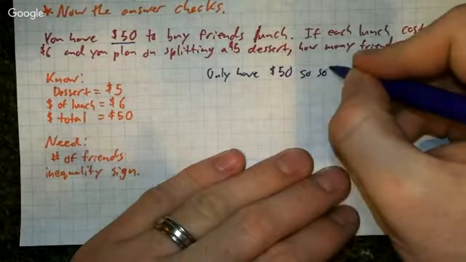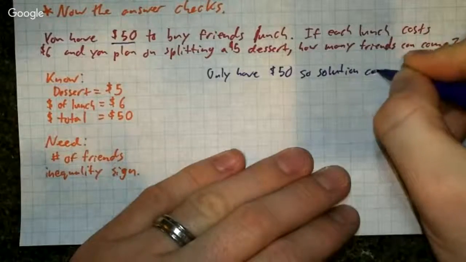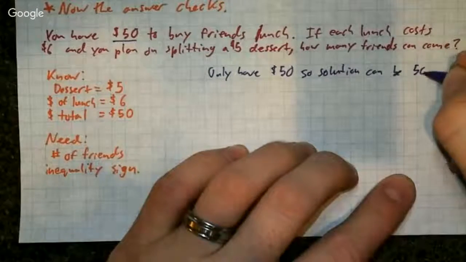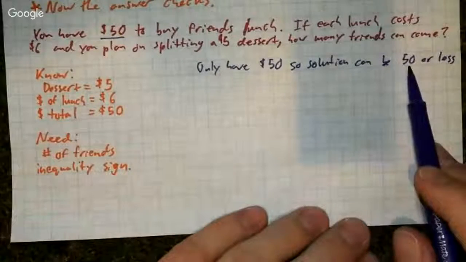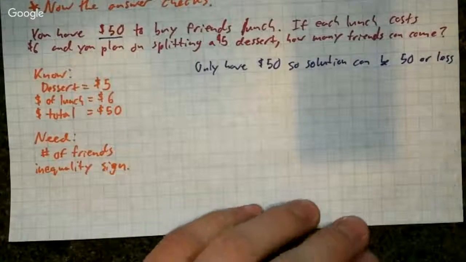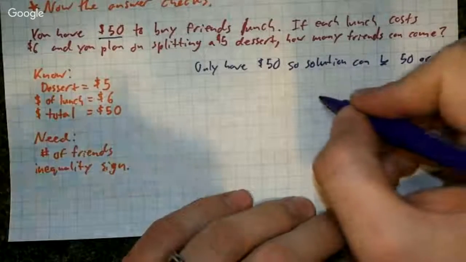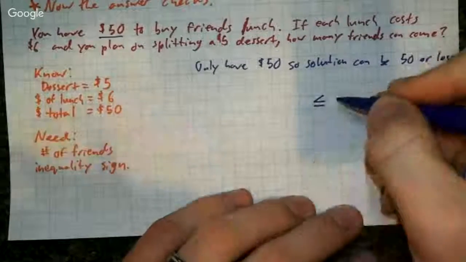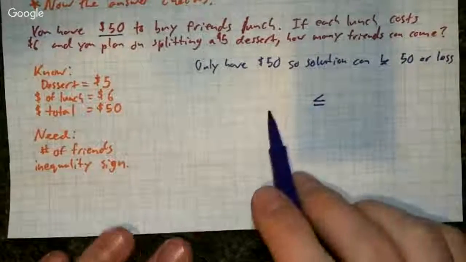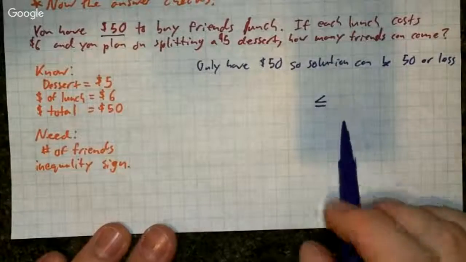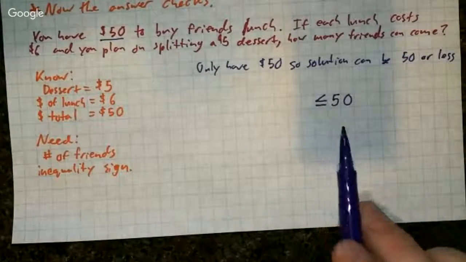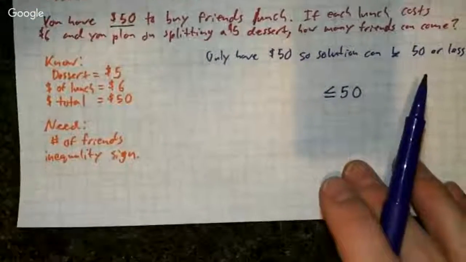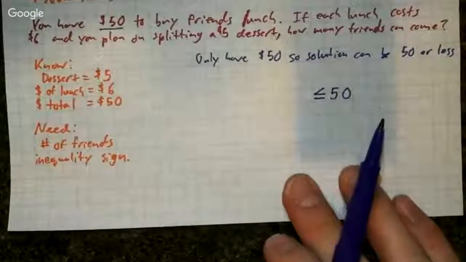So the solution can be 50 or less. That means it can be equal to 50 or less than 50. So we already have our sign. So we're going to input our equation with this sign, less than or equal to. What we're doing must be less than or equal to what? Well, we only have $50. Everything we do has to be less than or equal to $50. Perfect. That sets up our equation correctly.